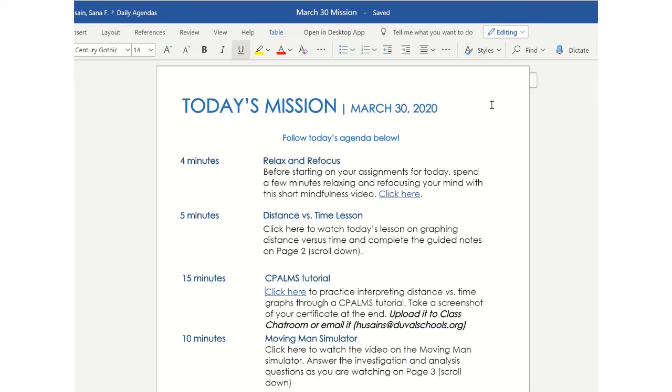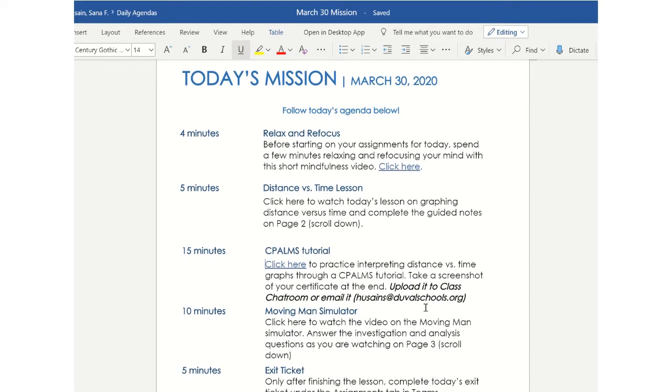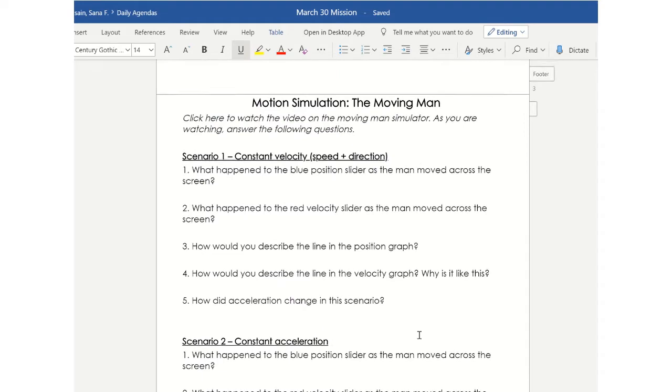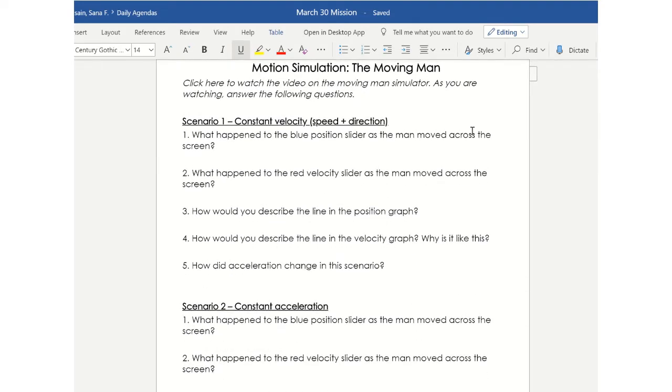All right, y'all. So if you've made it to this video, you have finished today's lesson, completed the CPOMS tutorial. Now you're on the Moving Man Simulator. This is the last thing you're going to do before you get to your exit ticket. So go ahead and scroll down to page number 3. As you watch the following video of 2 different scenarios, you're going to be answering these analysis questions that go along with it. And just do the best that you can.